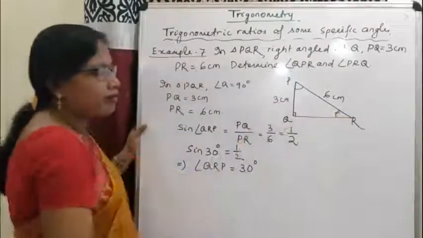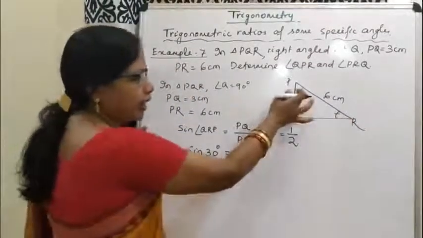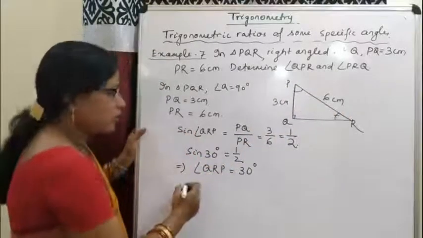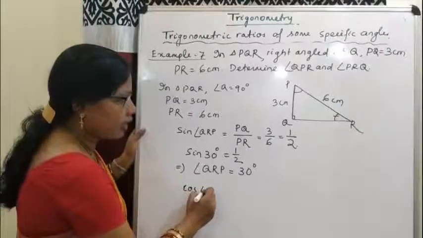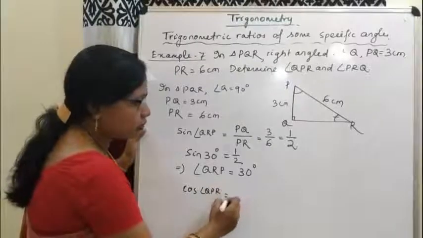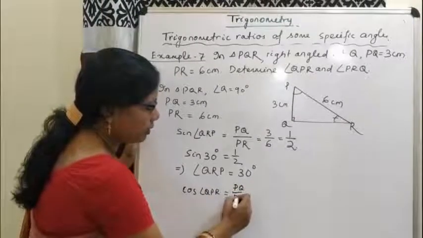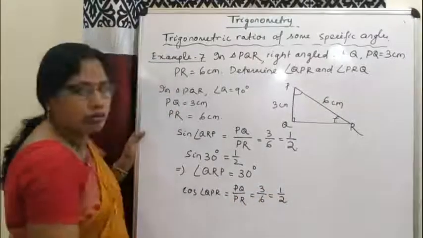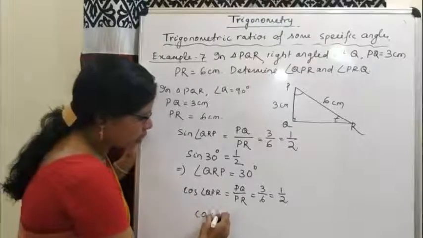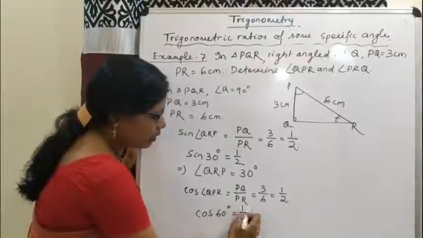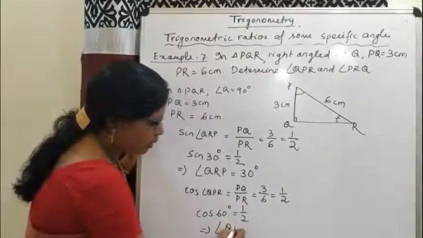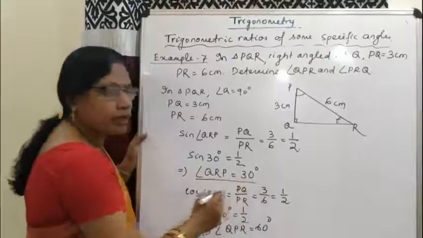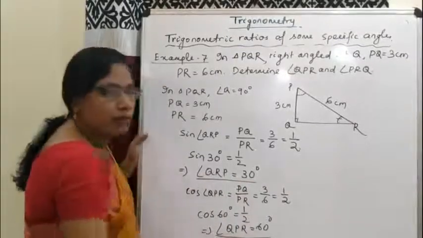Again, we have to find angle QPR. For angle P, the adjacent side and the hypotenuse are given. So cos of angle QPR is equal to PQ by PR, which is 3 by 6, equal to 1 by 2. We know cos 60 degree is equal to 1 by 2, so this implies angle QPR is equal to 60 degree. So here we got angle QRP is 30 degree and angle QPR is 60 degree.